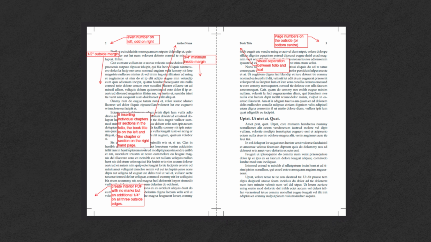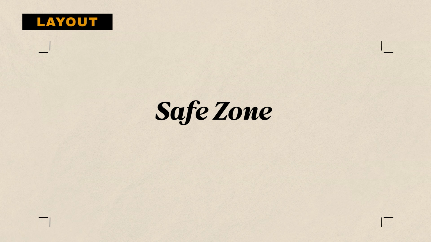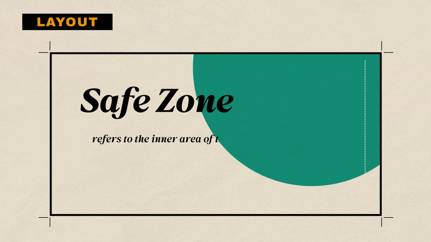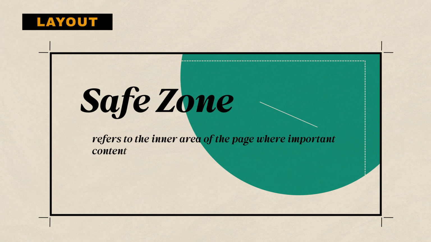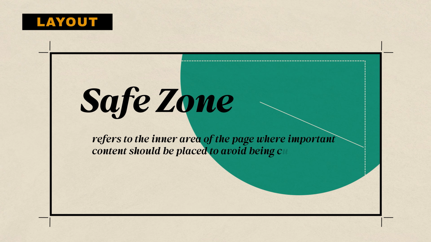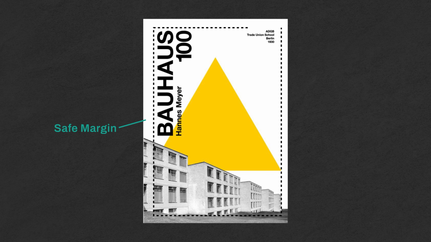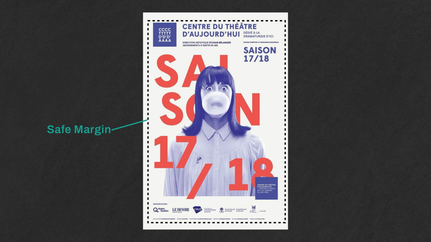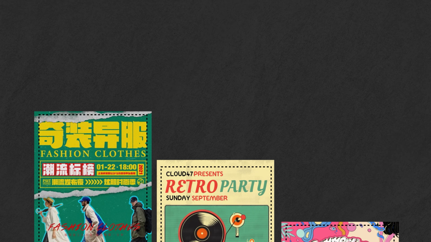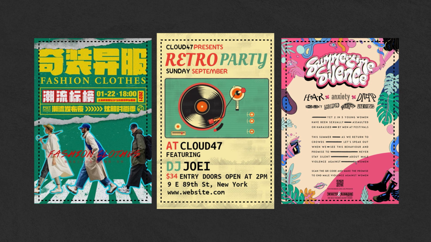In printing, the safe zone refers to the inner area of the page where important content should be placed to avoid being cut off during trimming. It's crucial to keep text, logos, and other essential design elements within this safe zone to ensure they are not compromised during the printing process.